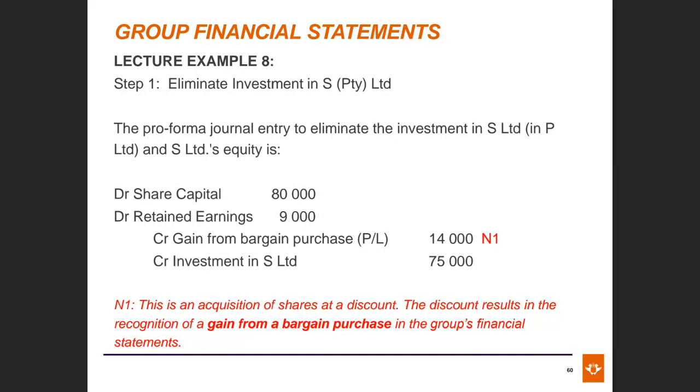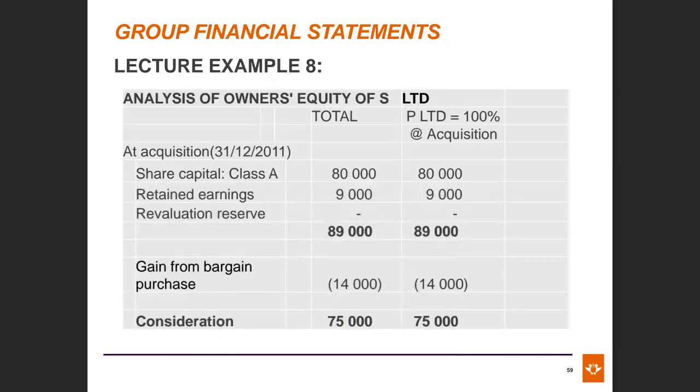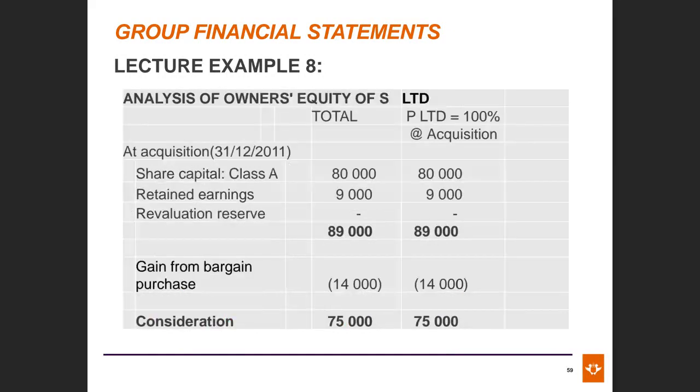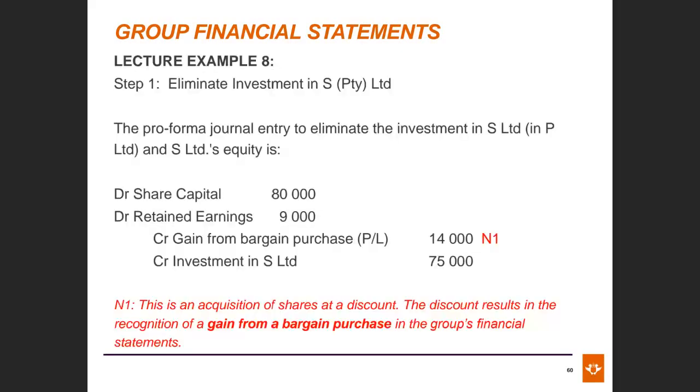In P Limited's books, they had an investment of 75,000 Rand. But in the consolidated financial statements, we cannot have that. So we performed the pro forma journal entry to eliminate that investment. It was a debit in P Limited's books, so we are crediting the investment with 75,000 Rand. The difference between these items is 14,000 Rand. This represents the gain on bargain purchase.